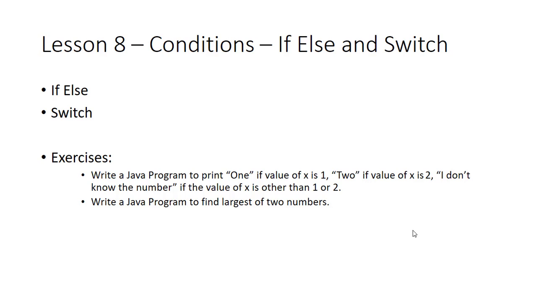So the first exercise which we are going to do is: write a Java program to print 1 if the value of x is 1, 2 if the value of x is 2, and I don't know the number if the value of x is other than 1 or 2. So this I'm going to write for both if else and switch. You can decide which one to use, but for the second one I'm just going to use if else because that is my personal preference. I like the if else better. Now let's get on to Eclipse.